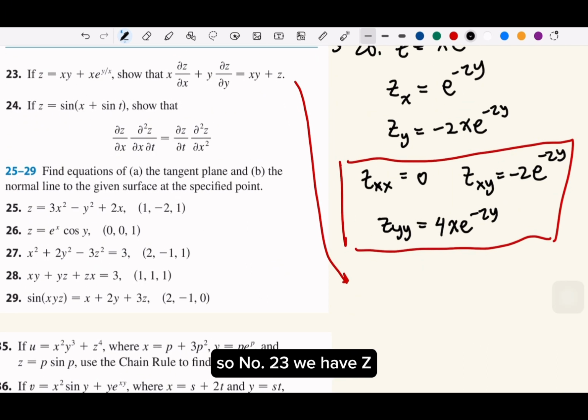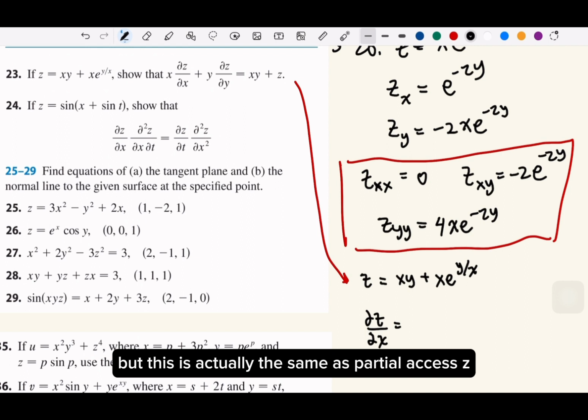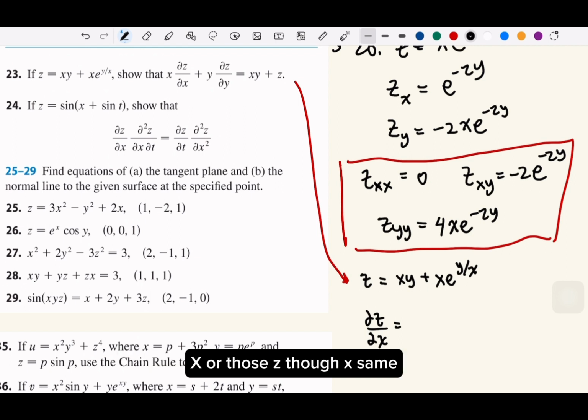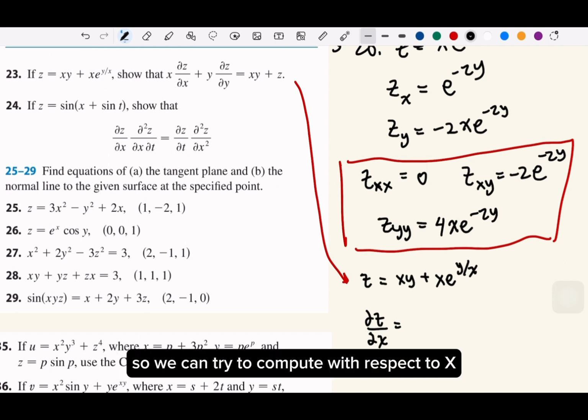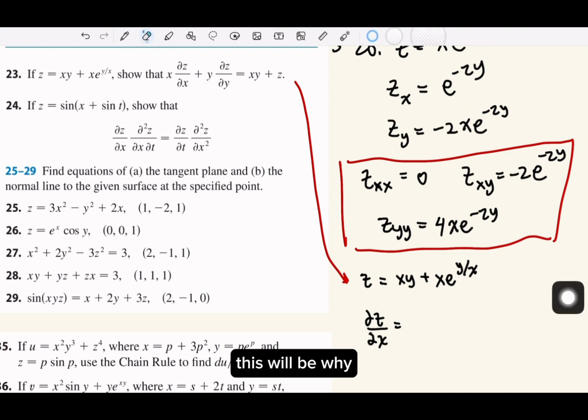So number 23, we have z equals xy plus x e^(y/x). We can start with ∂z/∂x. This is another way to write partial x, just z_x or ∂z/∂x, the same. So we can try to compute with respect to x. This will be y, right?